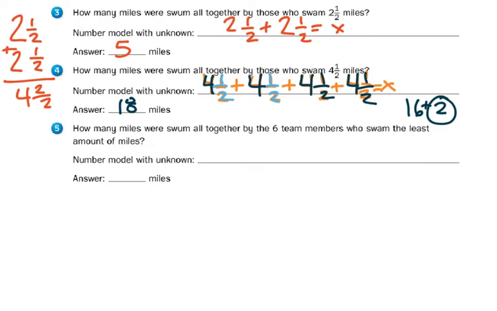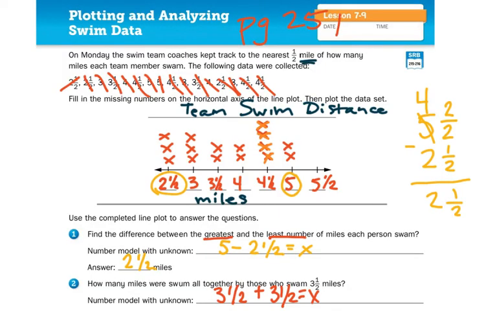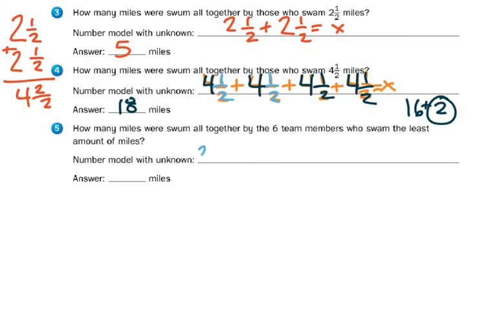Number 5, how many miles were swum altogether by the 6 team members who swam the least amount of miles? So I have to take 6 of them that swam the least. So 1, 2, 3, 4, 5, 6. So 2.5 for 3 people. So I have to add 2.5 plus 2.5 plus 2.5 plus 3 people who swam 3 miles. So plus 3 plus 3 plus 3. So that's a lot to write.